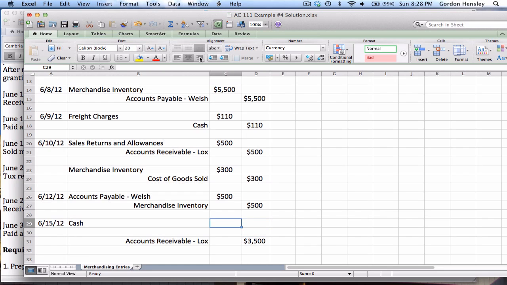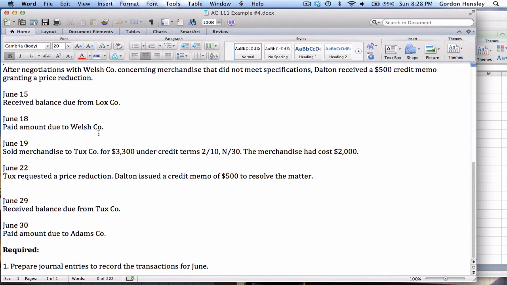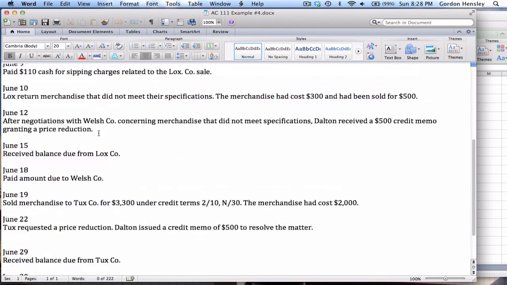But when I receive that money, am I going to receive the entire $3,500? Maybe, maybe not. They might actually get a discount. So I have to now consider that. So to do this properly, I want to back up and see, when did I first sell something to Locks?